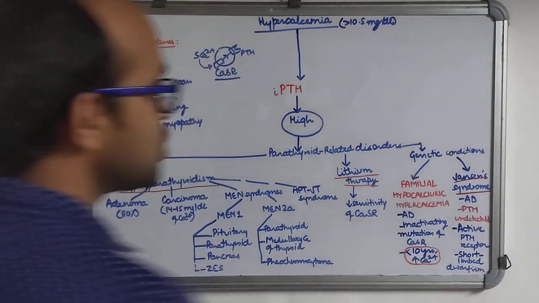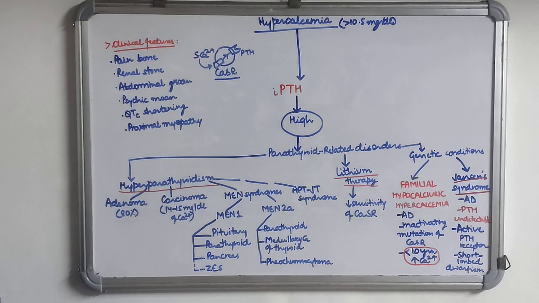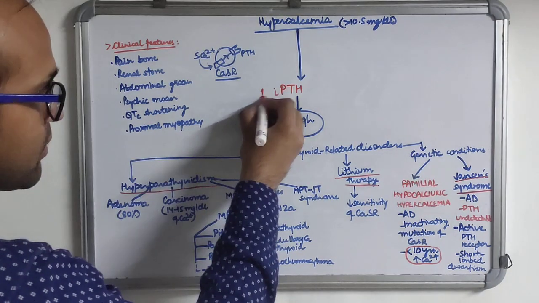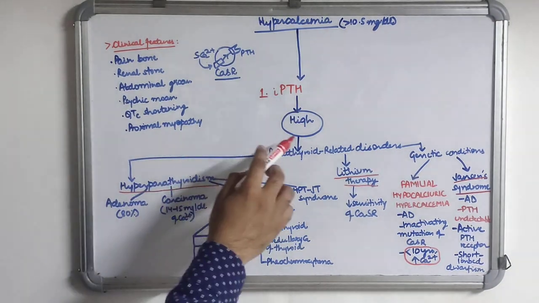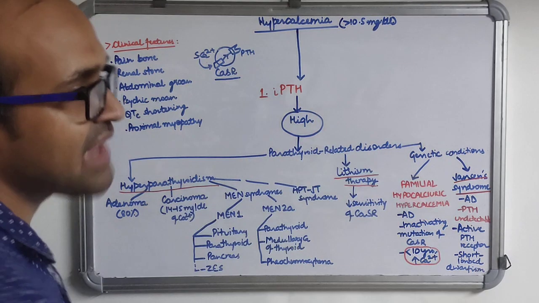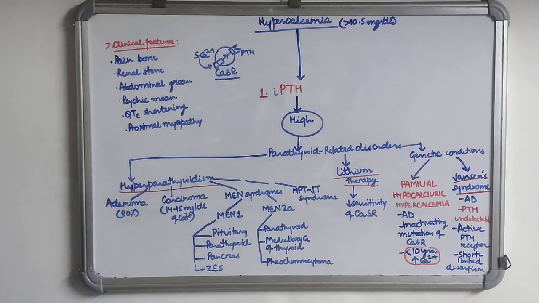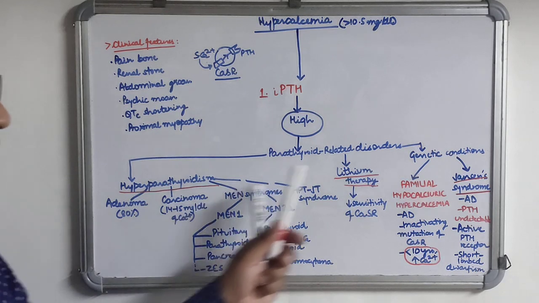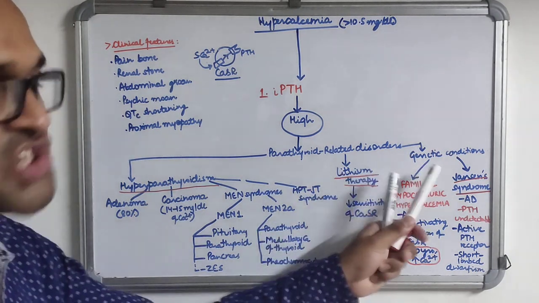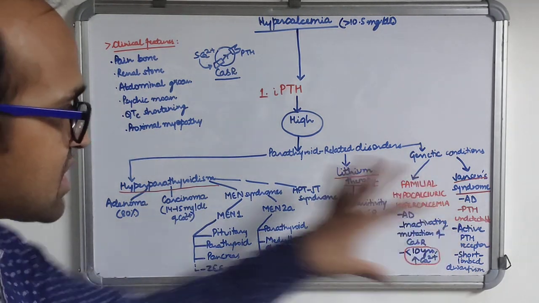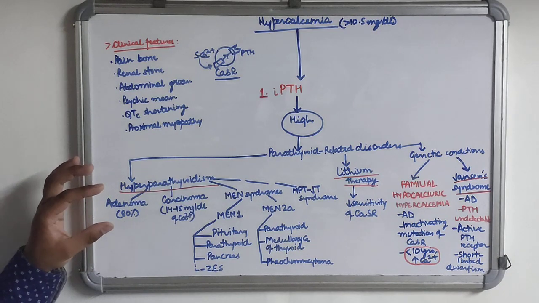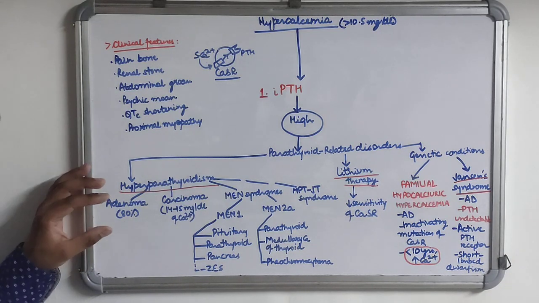So I think so far I am clear that if a patient with hypercalcemia presents to you with the following symptoms, the first thing you do is get his iPTH levels done. If it is high, you will think primarily of parathyroid related disorders, which are hyperparathyroidism, lithium therapy, and genetic conditions. Among these conditions, hyperparathyroidism constitutes a majority of cases.